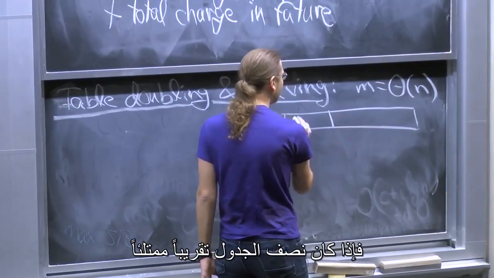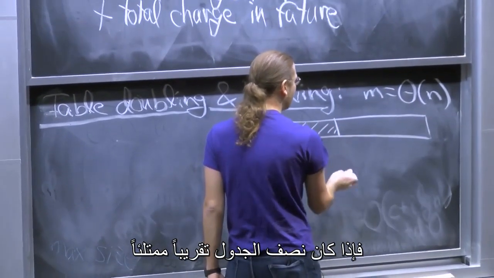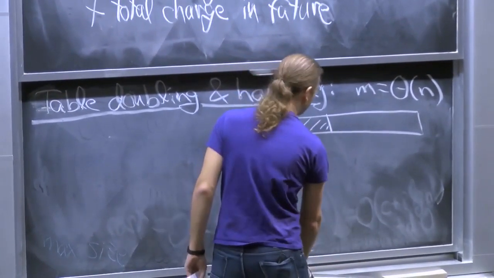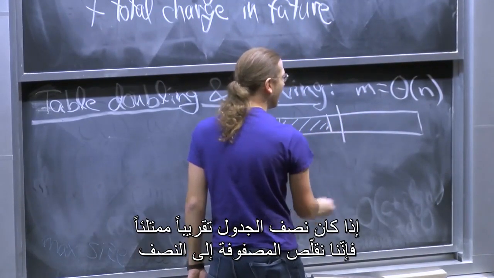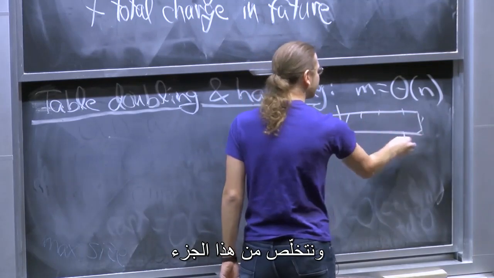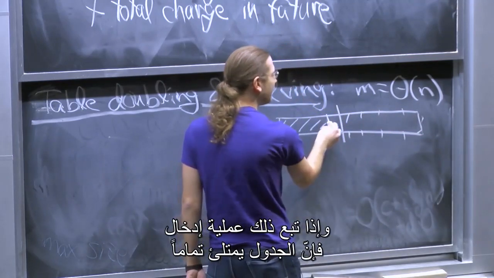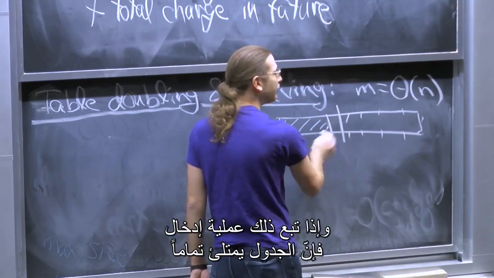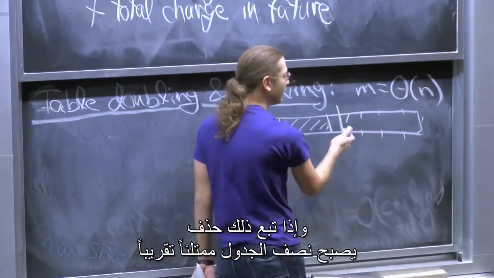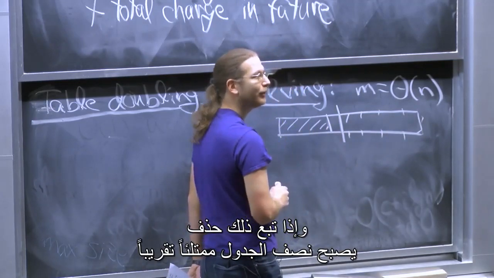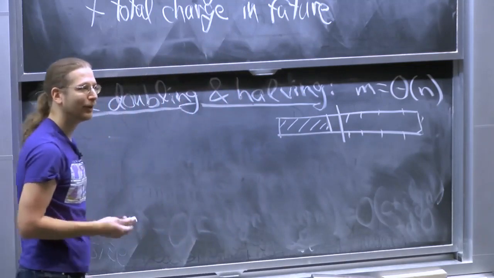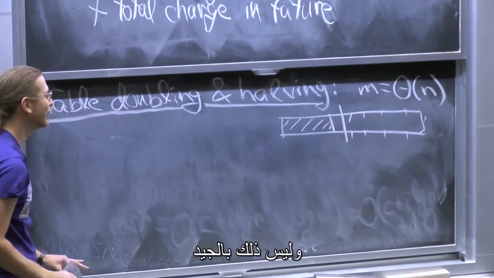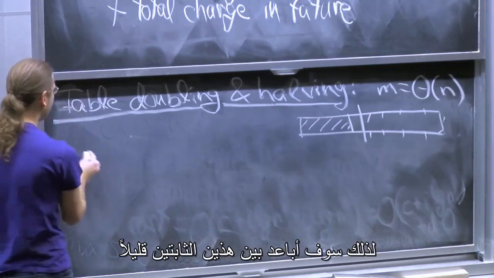Because maybe I'm a little bit less than half full. If I'm a little bit less than half full, then I'm going to shrink the array into half, get rid of this part. Then if I immediately insert, it becomes 100% full again. I have to double in size. And then if I delete, it becomes less than half full, and I have to halve in size. Every operation would cost linear time. So amortized cost is linear time. That's not good.